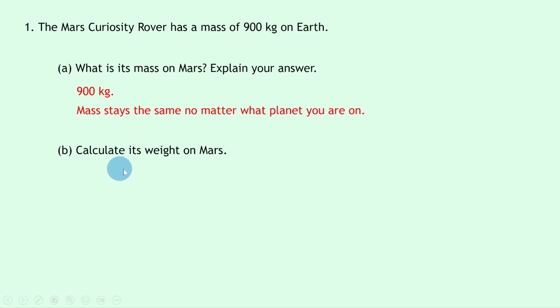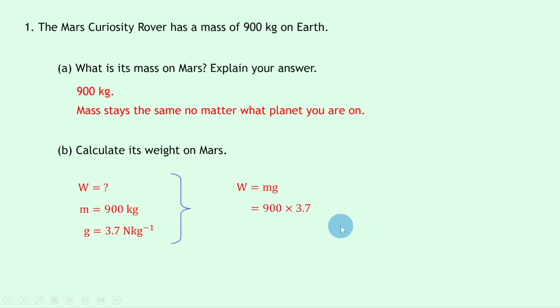And part B says to calculate its weight on Mars. So writing down what we know from the question, we're trying to find weight W. We know that the mass M is 900 kilograms on Mars, and the gravitational field strength g on Mars is 3.7 newtons per kilogram from the datasheet. So writing down the equation relating weight, mass and gravitational field strength, we have W equals mg. Substituting in the numbers gives 900 times 3.7, and if you put that into your calculator, you should get an answer of 3.3 times 10 to the 3 newtons. Or you could also state 3,330 newtons.